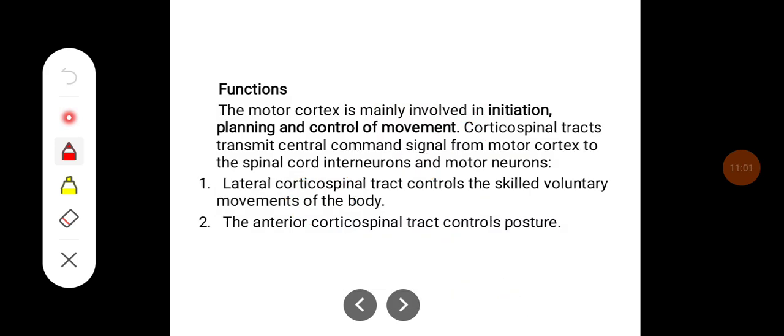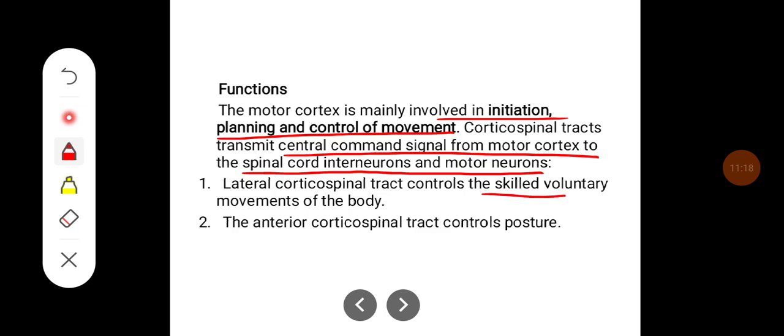The functions of the corticospinal tract. The motor cortex is mainly involved in initiation, planning, and control of movement. Corticospinal tracts transmit central command signals from the motor cortex to the spinal cord, interneurons, and motor neurons. The lateral corticospinal tract controls skilled voluntary movements of the body, and the anterior corticospinal tract controls posture.